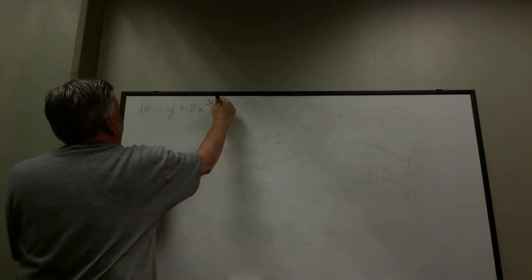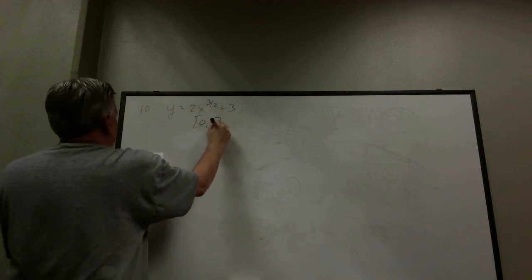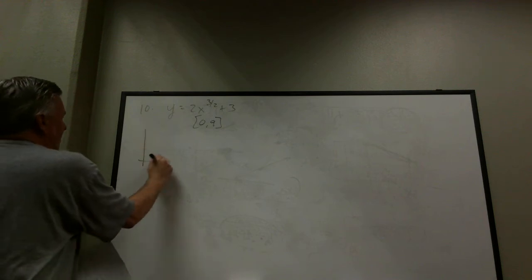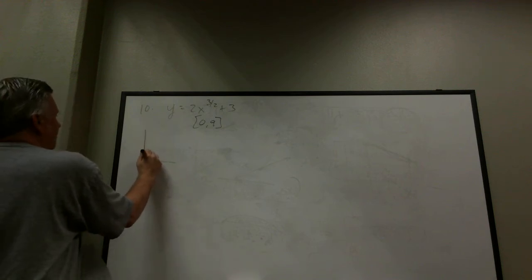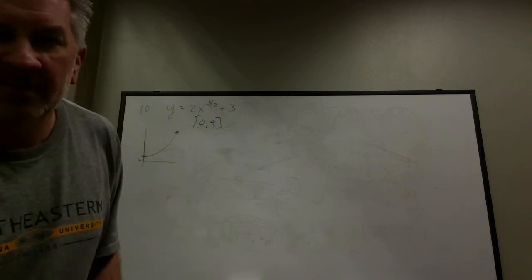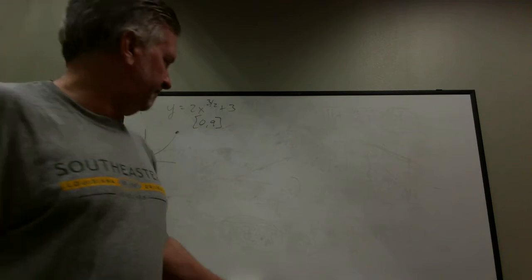Number 10 says, find the arc length of the graph of the function y equals 2x to the 3 halves plus 3 over the interval 0 to 9. Now they have a graph in the text of this. You don't need it. It looks something like this. Okay, fine. You don't really need the picture.